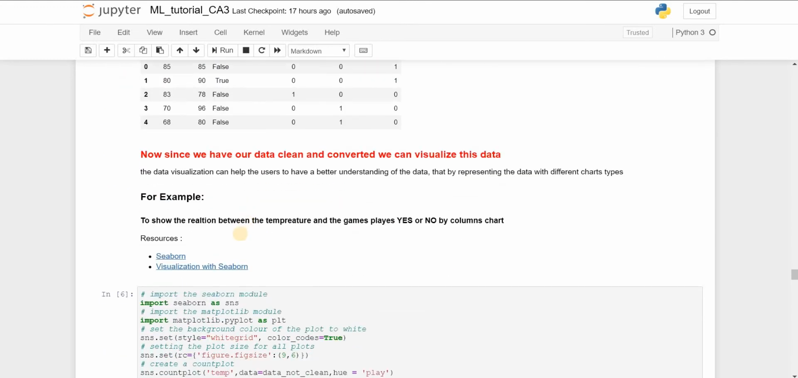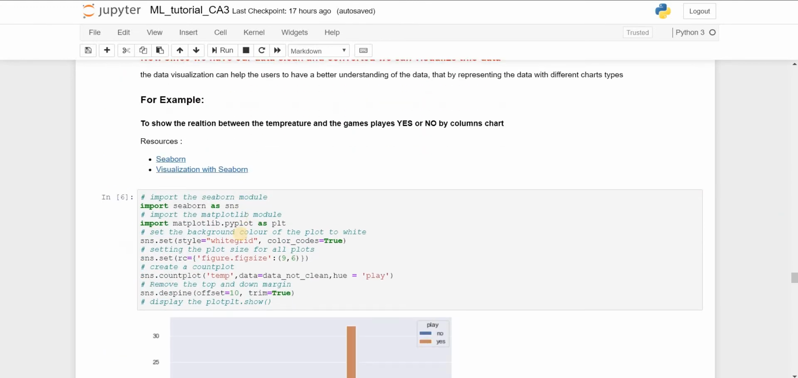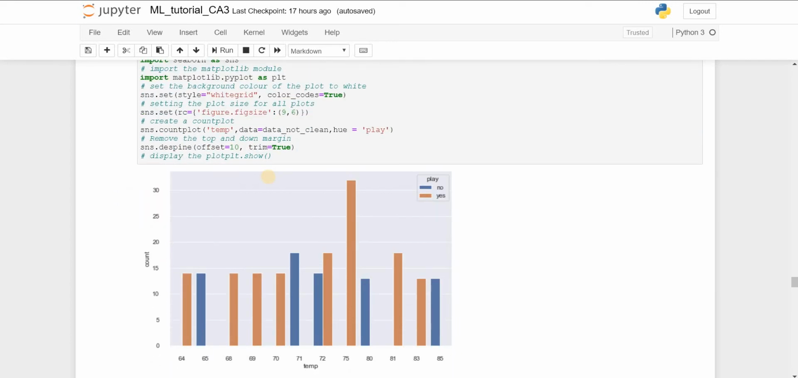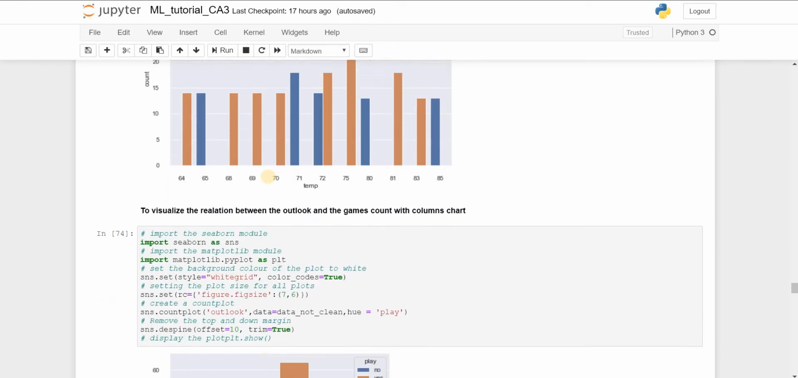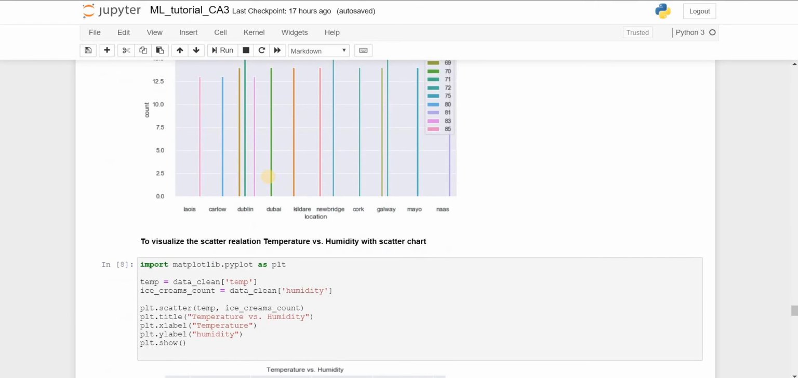Since we have this data cleaned and converted to binary, now our model is ready to learn about this data. But at the same time, we could show this data to the user to give a good understanding of it as graphs. We could display it as column graphs, pie charts, and all these different representations.